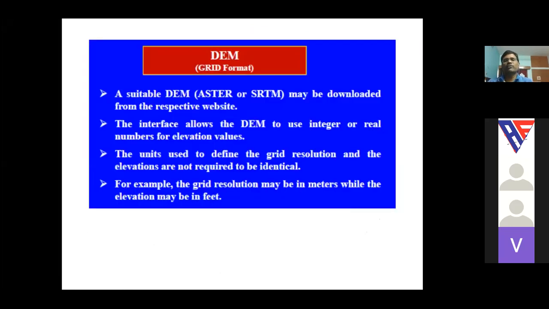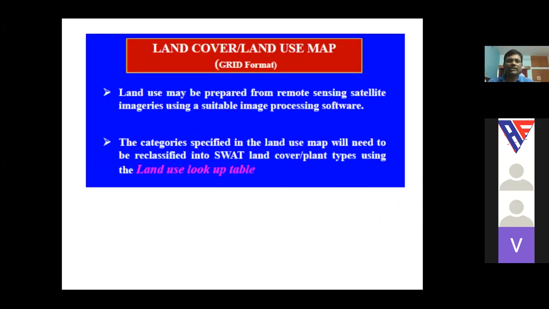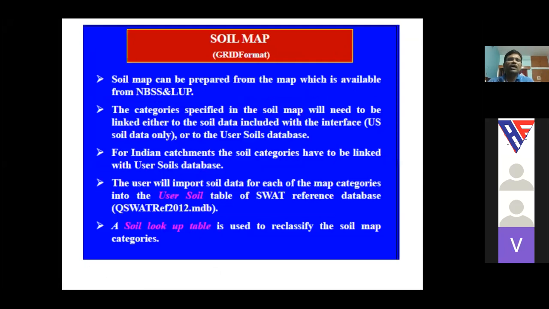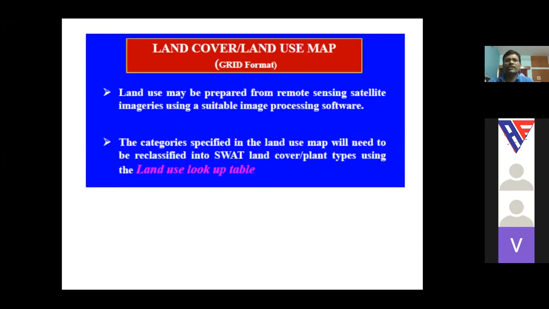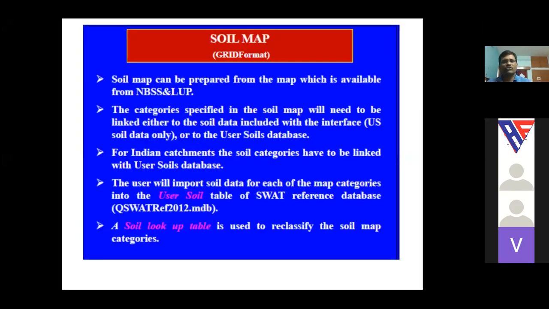These are the data formats which we require in case of QGIS or QSWAT, like the DEM, which we need in terms of the grid format. Similarly, land use land cover maps. In addition to the land use land cover map, we need to also create the lookup table for the land use land cover map as well as the soil map. The lookup table I will show you during the demonstration. This is basically important for linking the layers.